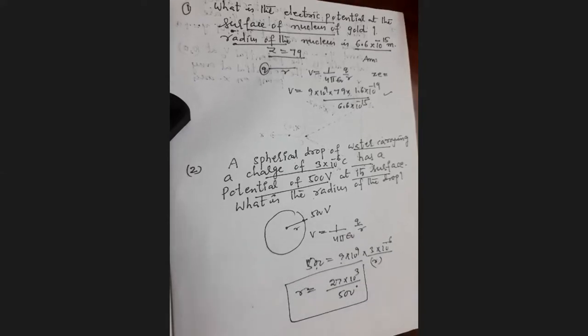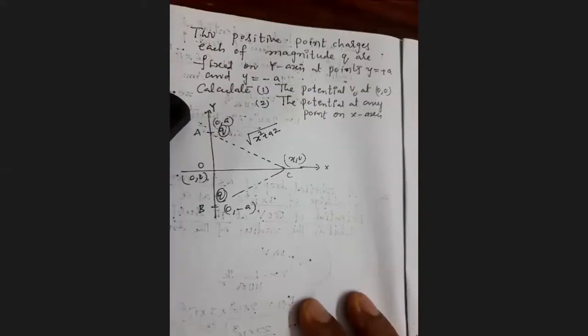Then R is equal to 9 into 3 to 27, 10 power 9 into 10 power minus 6, 10 power 3 by 500. Okay. So from this, you will get the answer to the question. Right. Now, you see the next problem.